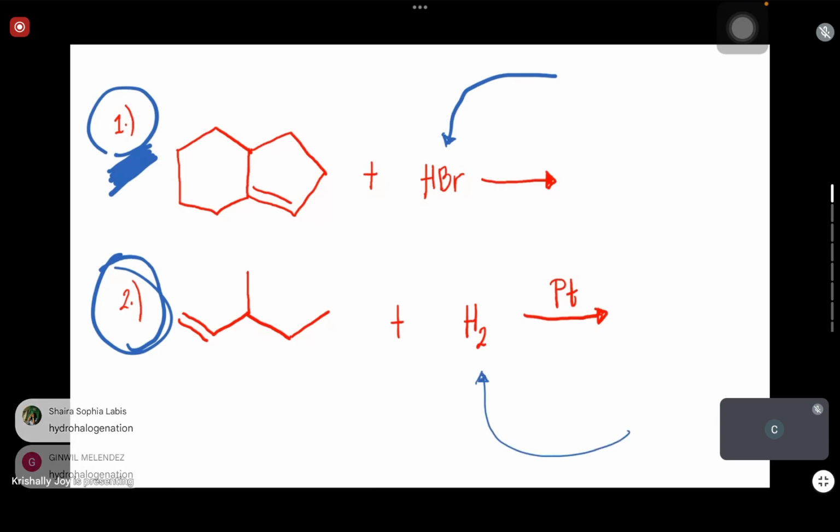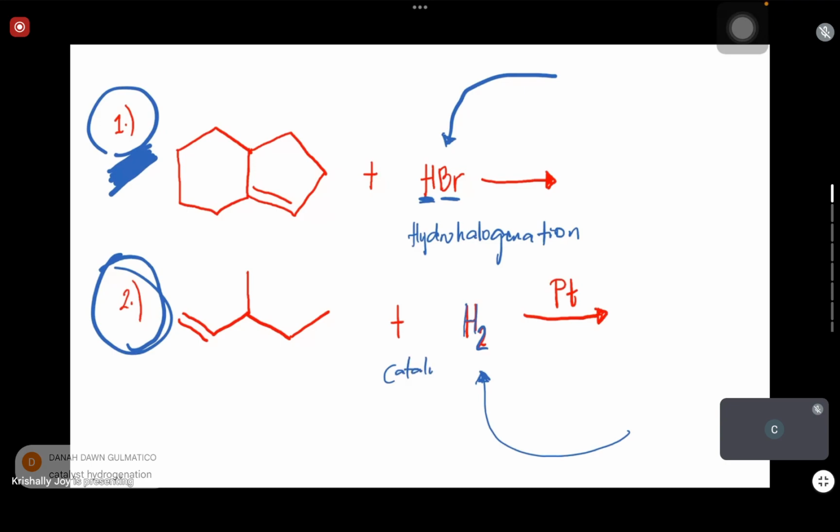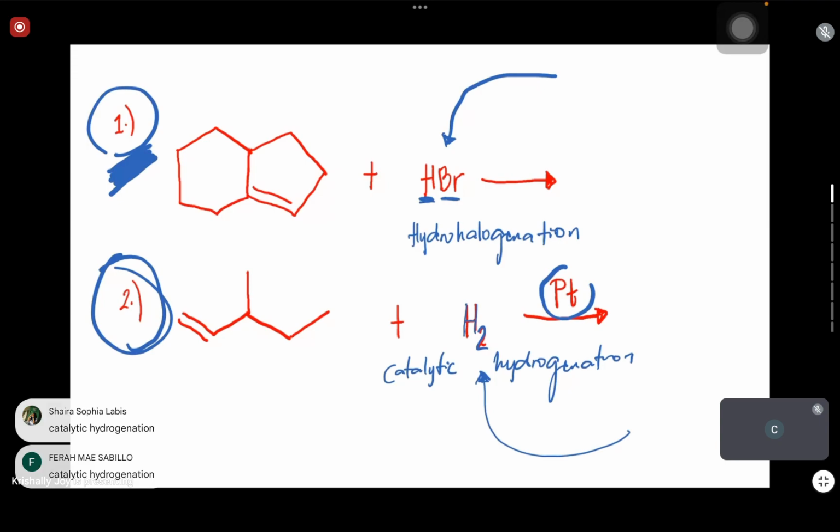Sige, for number 1, very good, halogen. Okay, basta nakita niyo sa reaction, may hydrogen tapos may halogen, so combination yan ng hydrohalogenation. Whereas, yung number 2, sige, what about number 2? Obviously, this is catalytic hydrogenation, kasi it occurs in the presence of a catalyst.